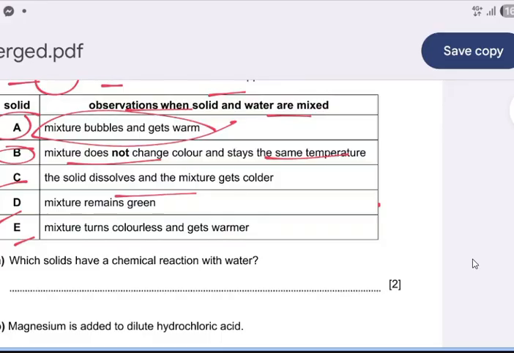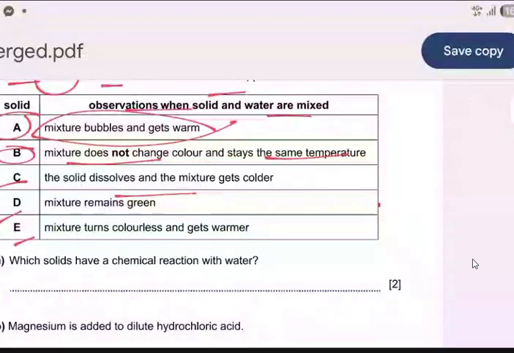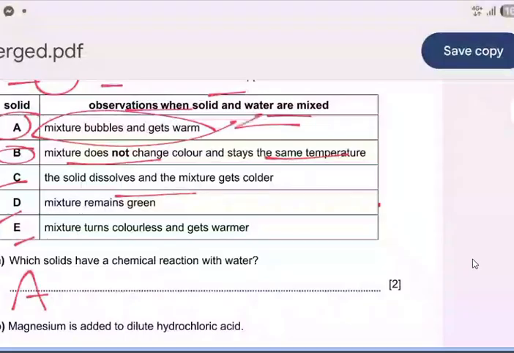So, which solids have a chemical reaction? Of course, anything that changes is a chemical reaction, right? So start with letter A. Is there any change to make it a chemical reaction? Yes, there are bubbles and it gets warmer. But letter B, he said nothing changed, so this is not a chemical reaction. What about letter C? He said it dissolves and gets colder. So do you think getting colder is also a chemical reaction? Yes. Changing in the temperature is a chemical reaction.